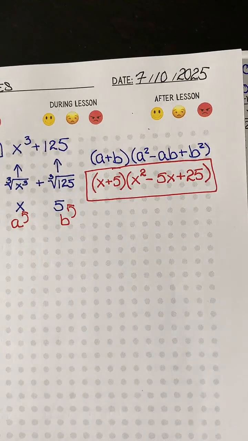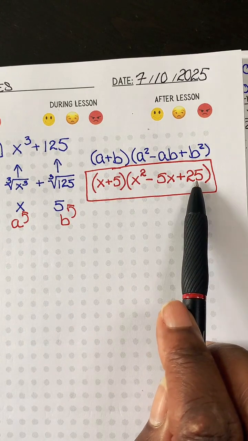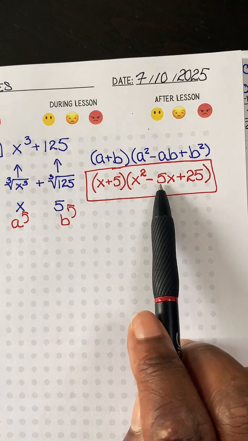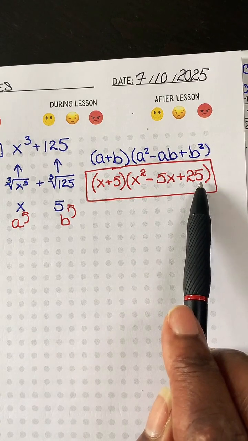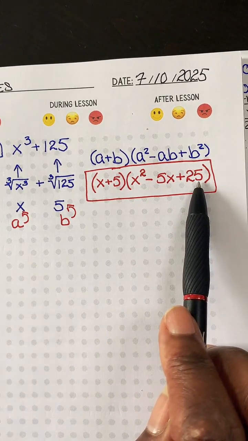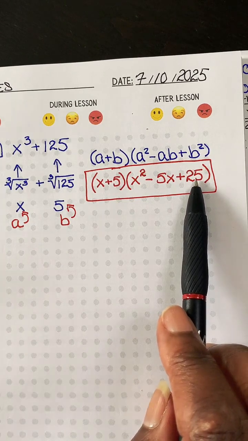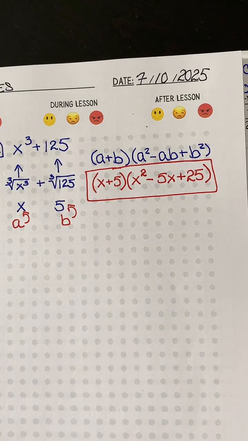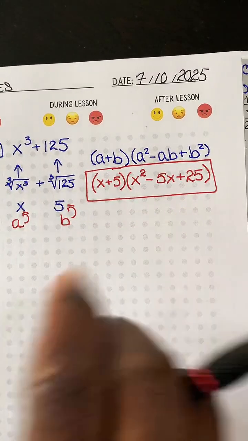Can you? Think about it. What two numbers multiplied together will give me a positive 25 and add together to give me a negative 5? Only way to get 25 is either 1 and 25 or 5 and 5. Neither of them, regardless if you do positives or both negatives, is going to give me a negative 5. Okay? So that's your answer. That's your sum of cubes.